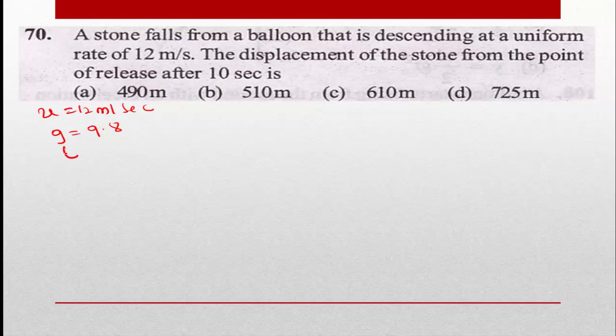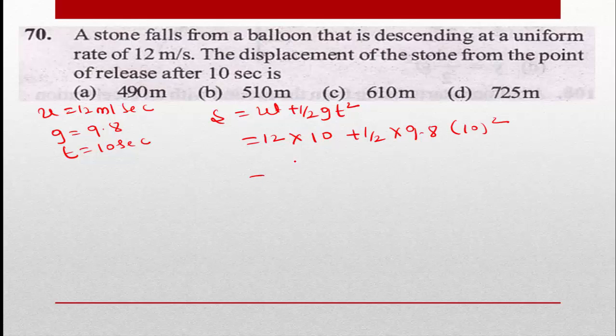The value is given, and the time t equal to 10 seconds. Using the formula s equal to ut plus half g t square, initial velocity is 12, time t equal to 10 second, plus 1 by 2 into 9.8 into time t, 10 square. 12 into 10 is 120, plus 1 by 2 into 9.8 into 10 into 10 is 100. 100 into 9.8 is 980, divided by 2 is 490. So 120 plus 490.